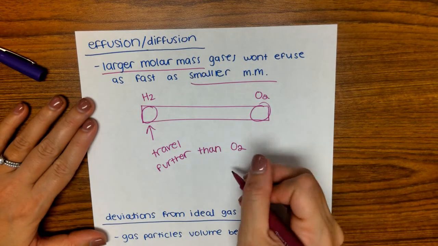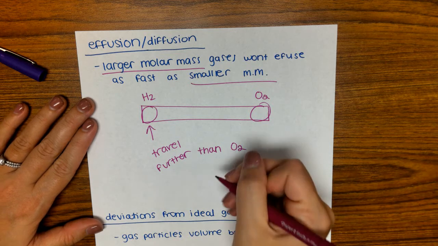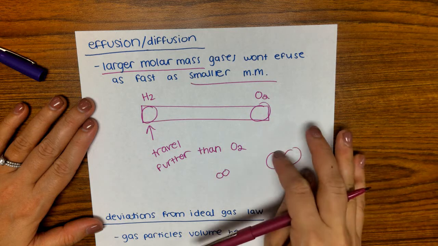Or if it was diffusing through a pinhole, more hydrogen could diffuse through a pinhole than oxygen because they're smaller molecules. Those gas particles are very tiny compared to oxygen, which is much bigger.